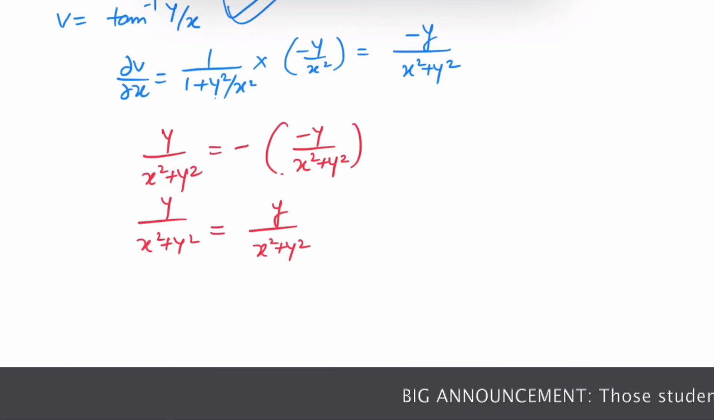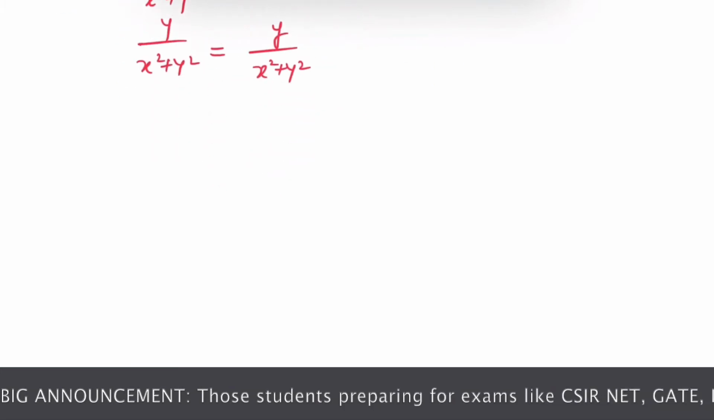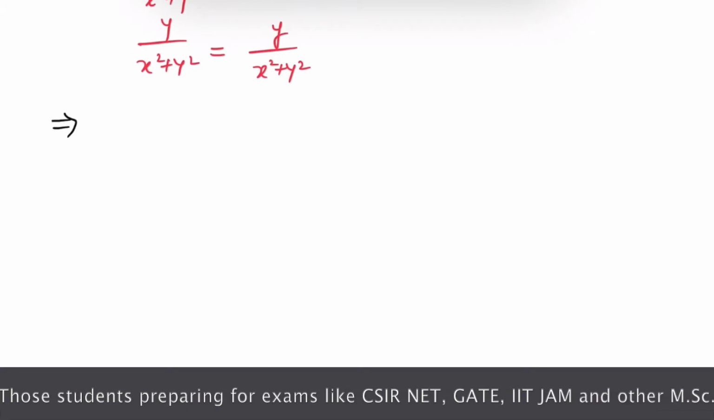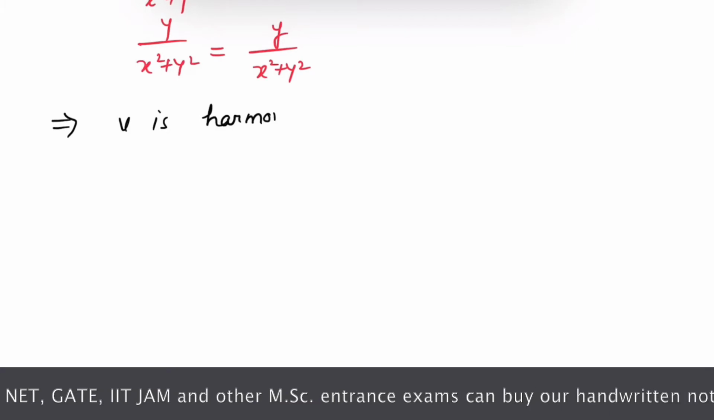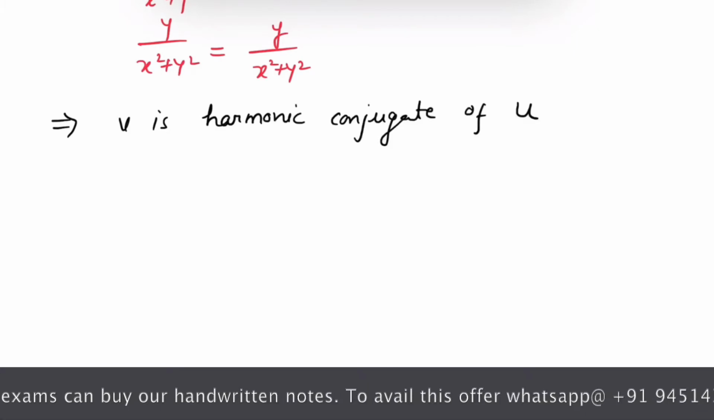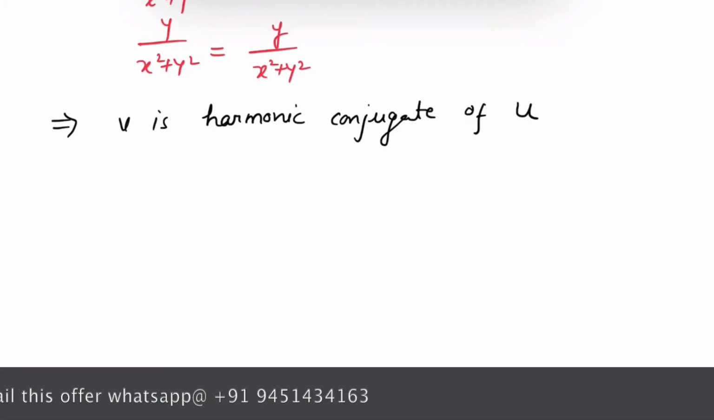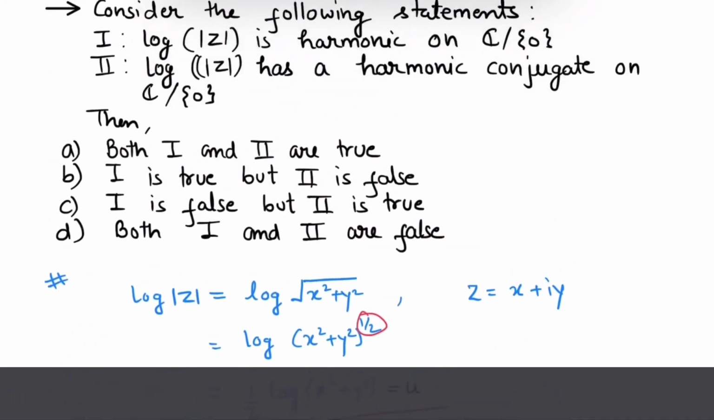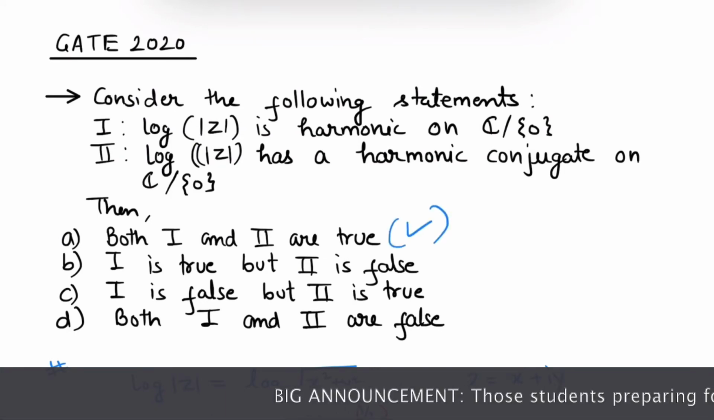Hence function v is the harmonic conjugate of function u. That means the harmonic conjugate of the given function exists, hence statement 2 is also true. So option A is correct. Now see the next question.